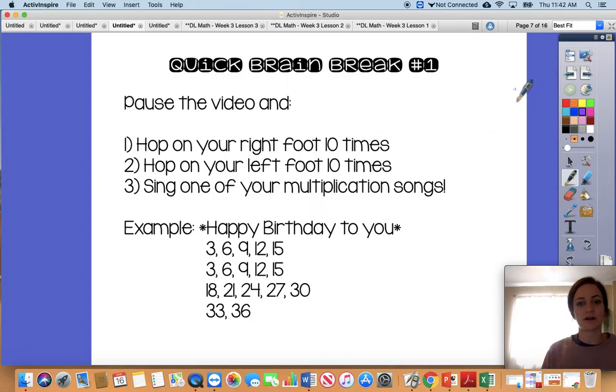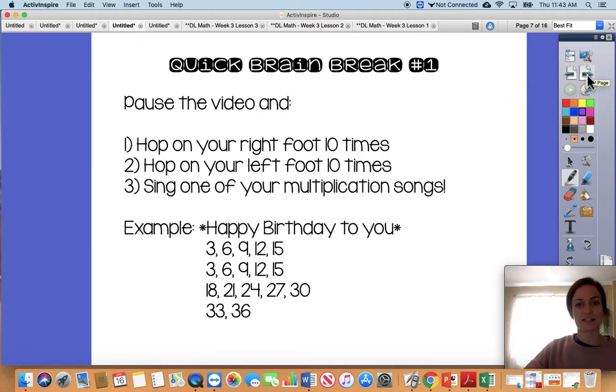All right, so here's your quick brain break. I want you to hop on your right foot 10 times, hop on your left foot 10 times, and then I want you to sing one of your multiplication songs. Here's one as an example. Go ahead and pause the video and get your brain break and all your wiggles out. Go. All right, hopefully that helped a little bit.